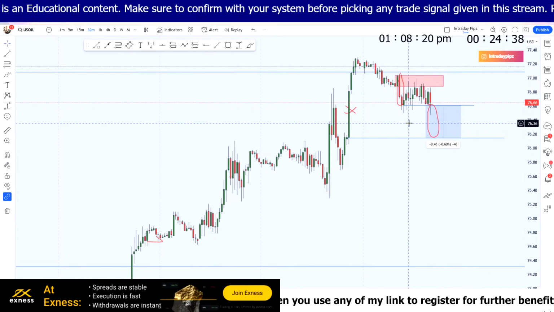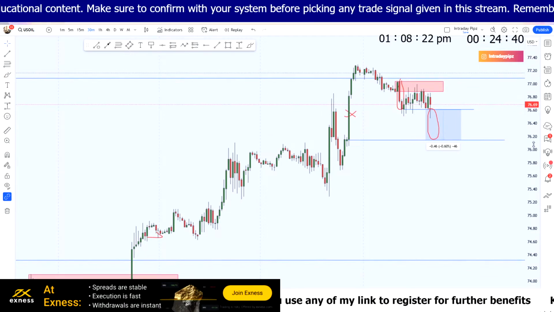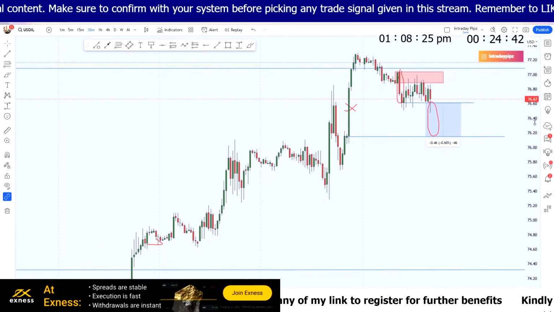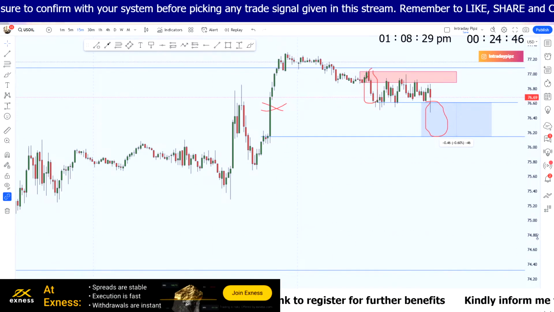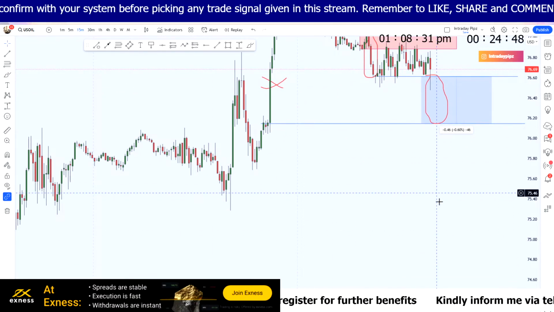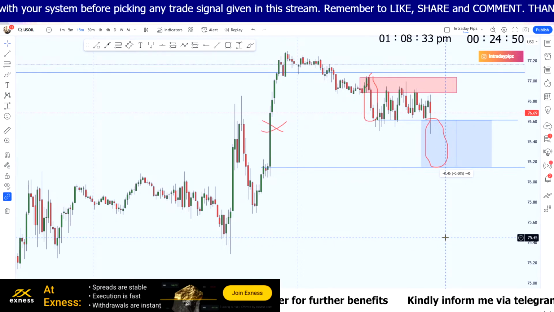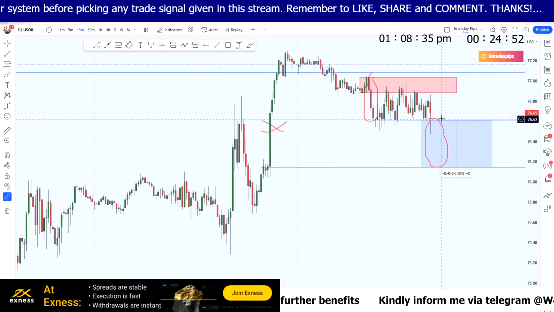So US30 broke below the zone. Now what we are going to do is to wait. We are just 8 minutes into the new 15 minutes candle, which is the new 1 hour candle. So let's see how this candle closes.